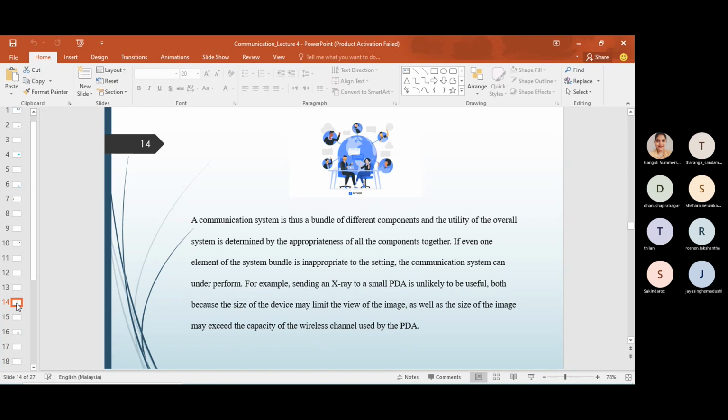If you send this X-ray diagram, this X-ray picture, to a small personal digital assistant or a small PDA device, that will not be useful. Right? Here the PDA is what we learned as communication devices. A little while ago, among the 8 elements, there was an element called type of messages and an element called communication devices. In this example, the X-ray falls under type of messages, and the PDA falls under communication devices.